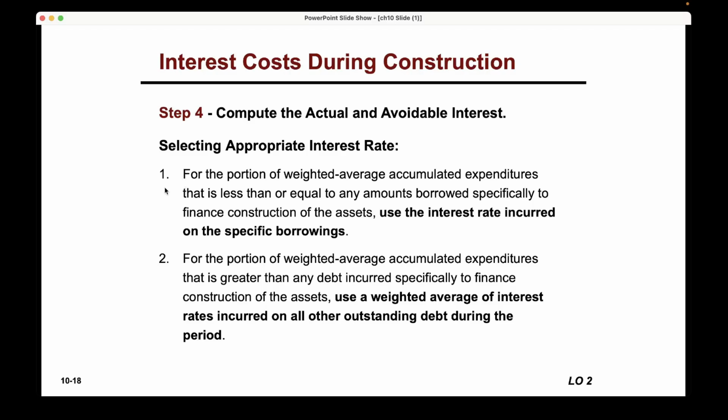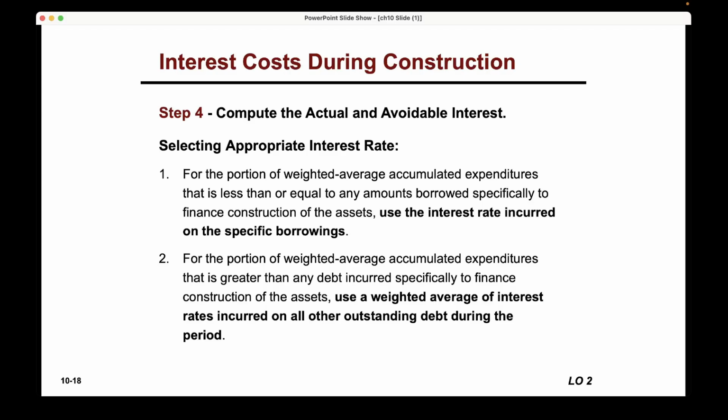If part of the money used to finance the constructions was borrowed specifically for this project, like from our example, the 200,000 loan, we apply the interest rate on that loan. And this is quite straightforward. Use the actual rate from the loan meant for constructions.